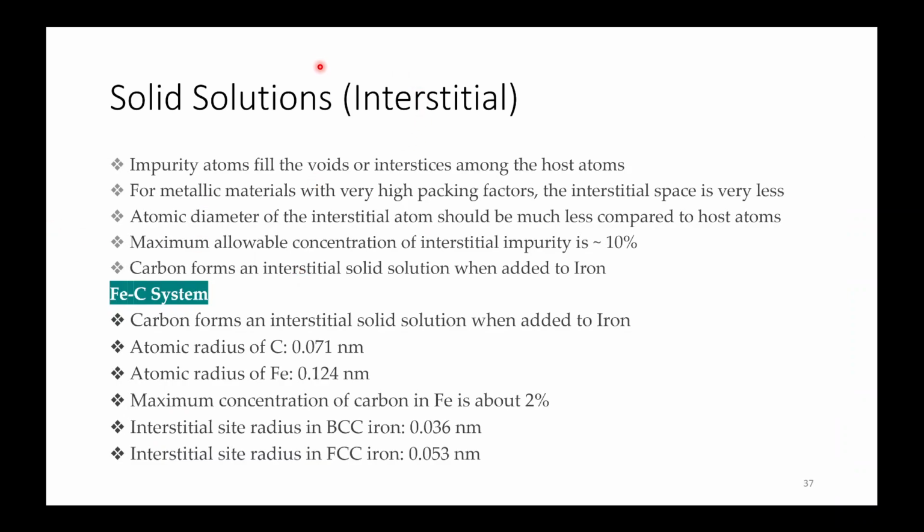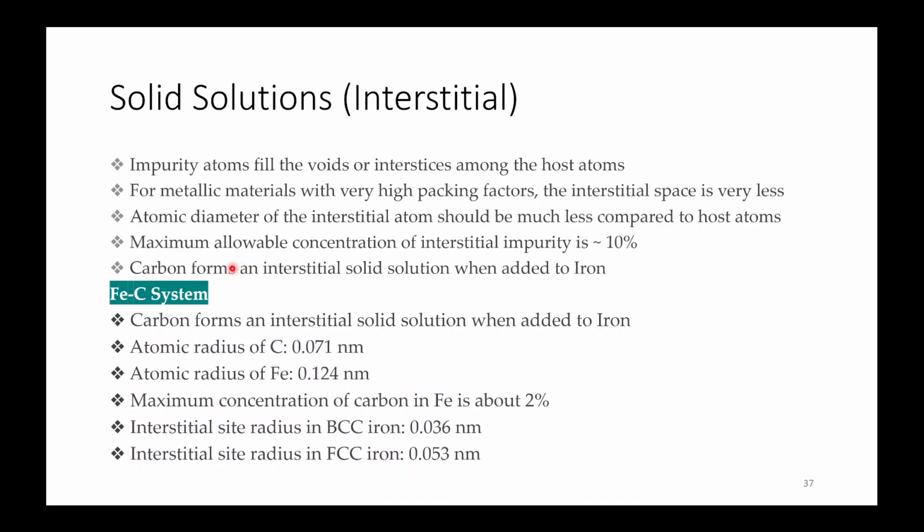Now the other type of solid solution is interstitial. In this case, impurity atoms fill the voids or interstices among the host atoms. For metallic materials with very high packing factors, the interstitial space is very small. The atomic diameter of the interstitial atom should be much less compared to host atoms. So the maximum allowable concentration of interstitial impurity is 10%.